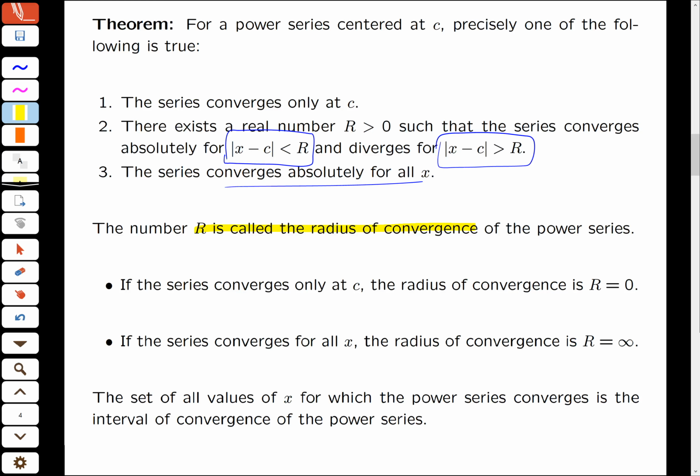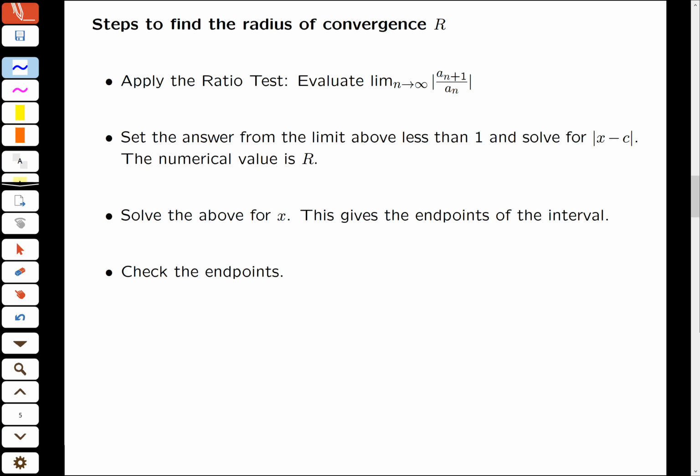If the series only converges at c, your radius of convergence is going to be 0. If your series converges for all x, your radius of convergence is infinity. Otherwise, it's a finite value between 0 and infinity. The set of all x for which a power series converges is called the interval of convergence for the power series, and we'll talk about how to calculate that after we practice finding the radius of convergence.